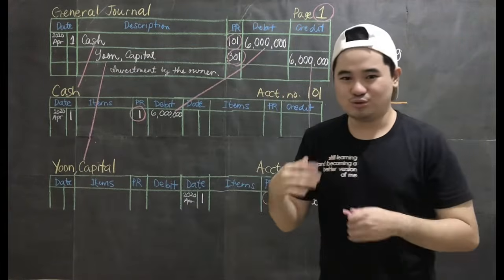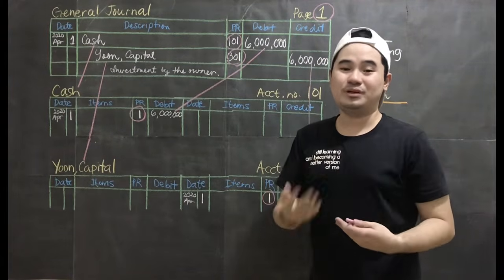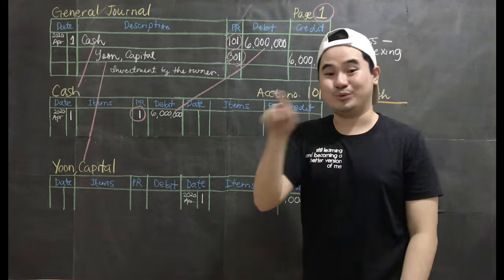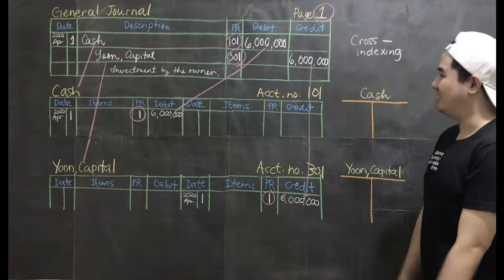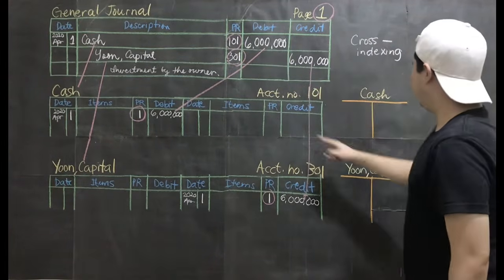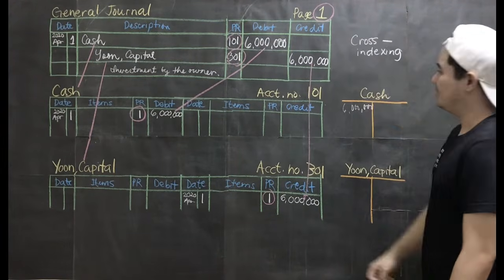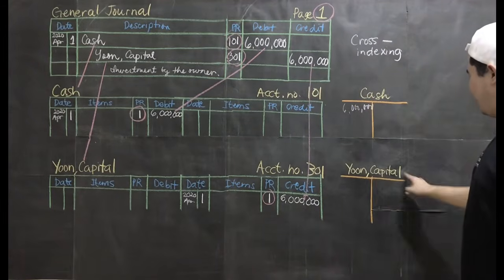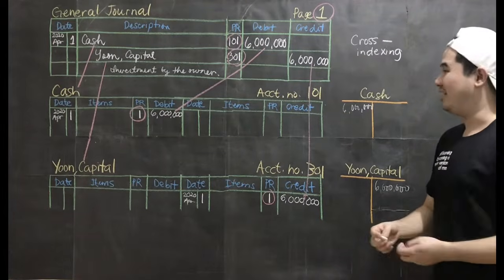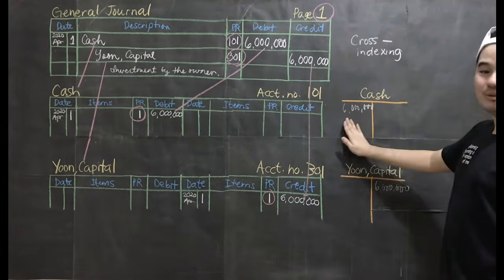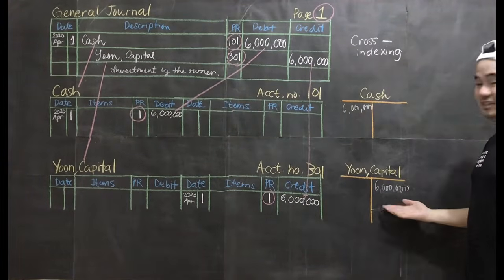Now, in your handout, makikita nyo doon, hindi ganito yung format ng ating ledger. Pinasimplify ko muna. So, in your handout, ang nakalagay doon, puro T accounts. So, yun yung gagamitin natin. O, mas simple, pag T account, ganito lang gagawin nyo. Okay. Debit cash, 6 million. Credit yun capital, 6 million. Naintindihan nyo? Ganun lang. Cash, debit, 6 million. Yun capital, credit, 6 million.